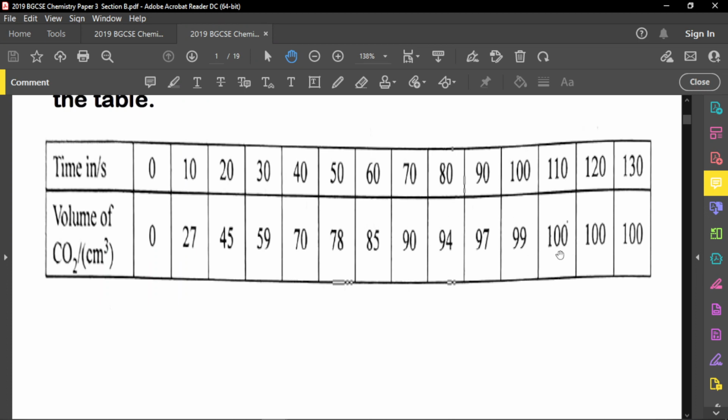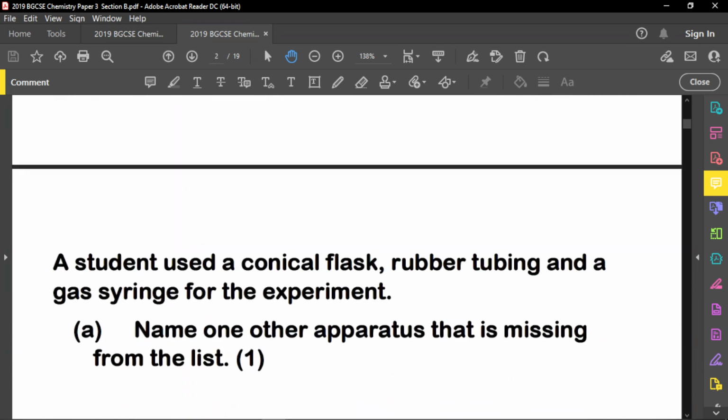And of course, you can see the pattern here. The last three are the same values. All right, and so let's go down here now.